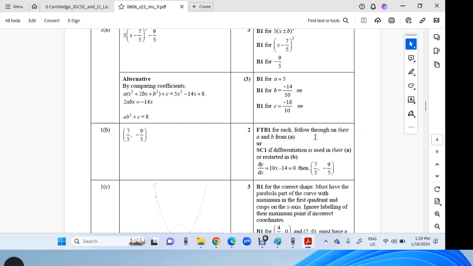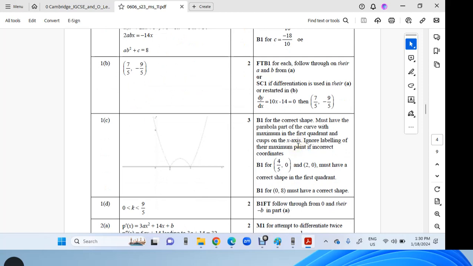Actually, this question can use differentiation, but I don't use differentiation first because we can use completing the square for this question. So the graph will look like this. Correct shape must have the parabola part on the curve with maximum in the first quadrant and cup on the x-axis. Ignore labeling of their maximum point if incorrect coordinate.